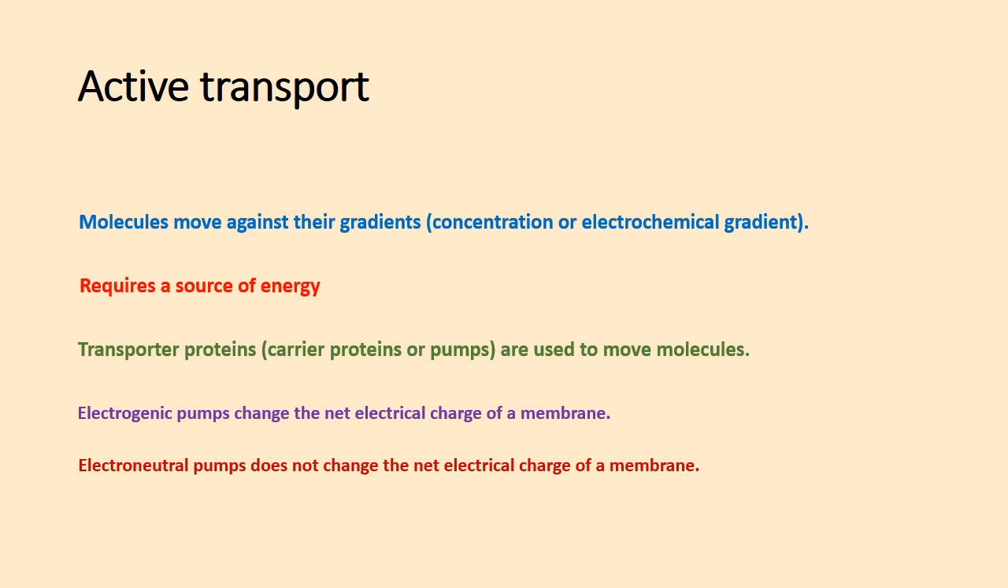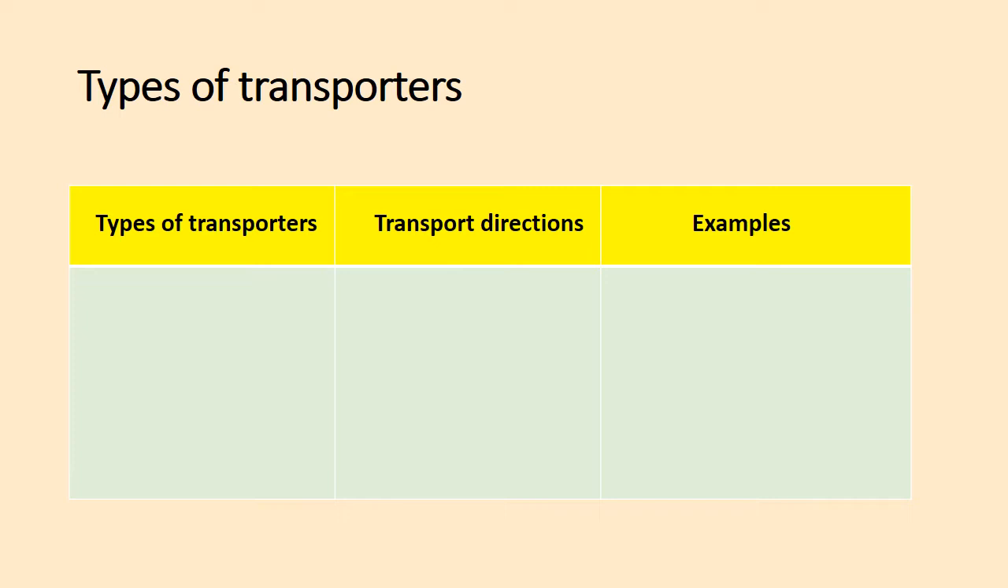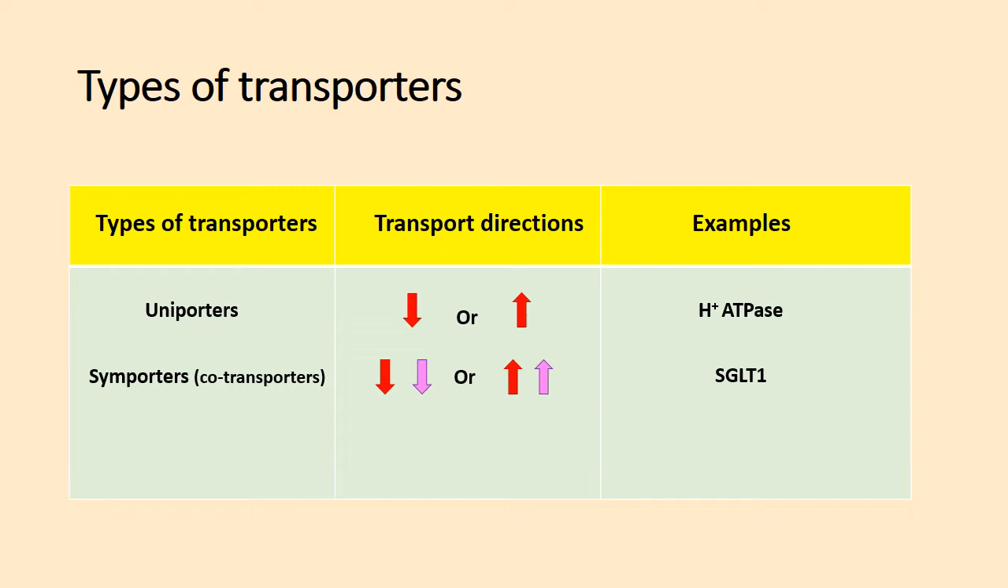Carrier proteins or pumps are divided into three groups based on the number of molecules that they transport and the transport directions. Uniporter carriers transport only one molecule into or out of the cell. Symporter carriers transport two different molecules in the same direction. And antiporter carriers transport two different molecules in opposite directions.